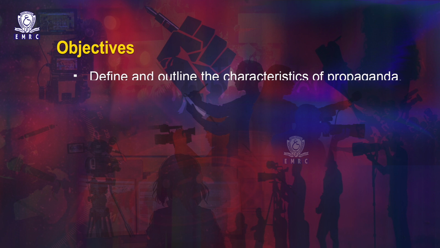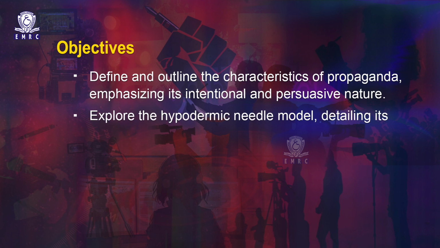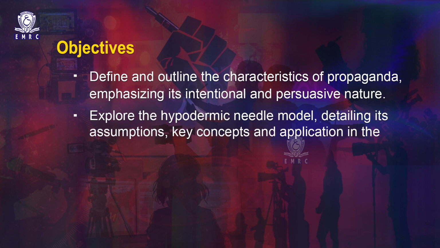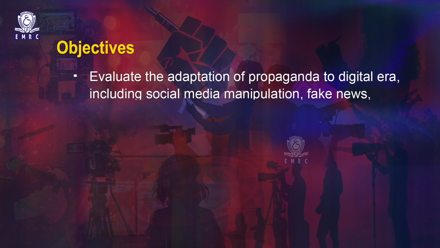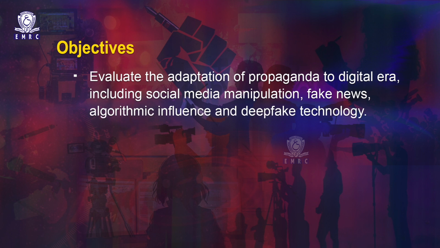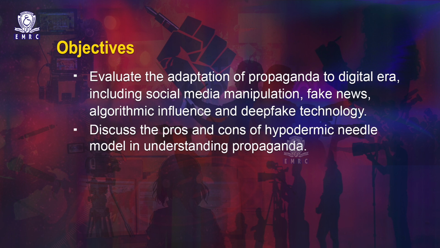Objectives: define and outline the characteristics of propaganda, emphasizing its intentional and persuasive nature. Explore the hypodermic needle model, detailing its assumptions, key concepts and application in the context of propaganda. Evaluate the adaptation of propaganda to digital era, including social media manipulation, fake news, algorithmic influence and deep fake technology. Discuss the pros and cons of hypodermic needle model in understanding propaganda.